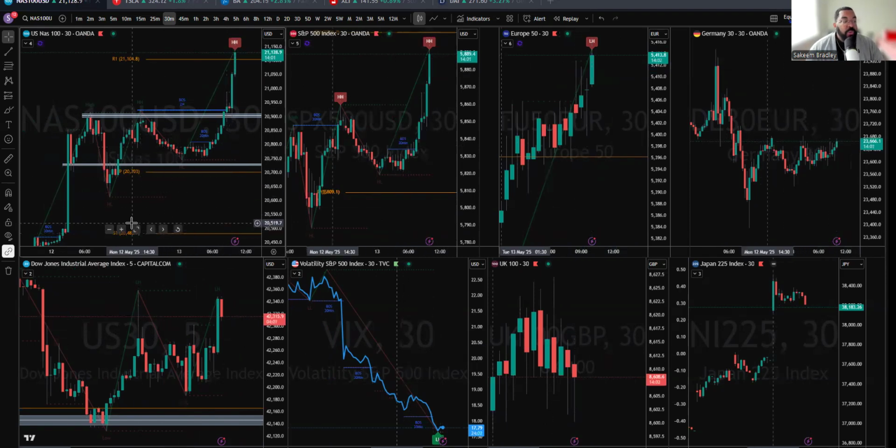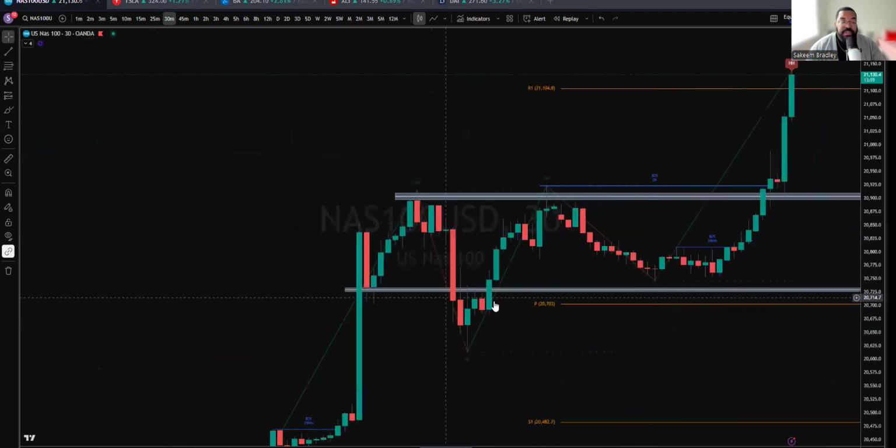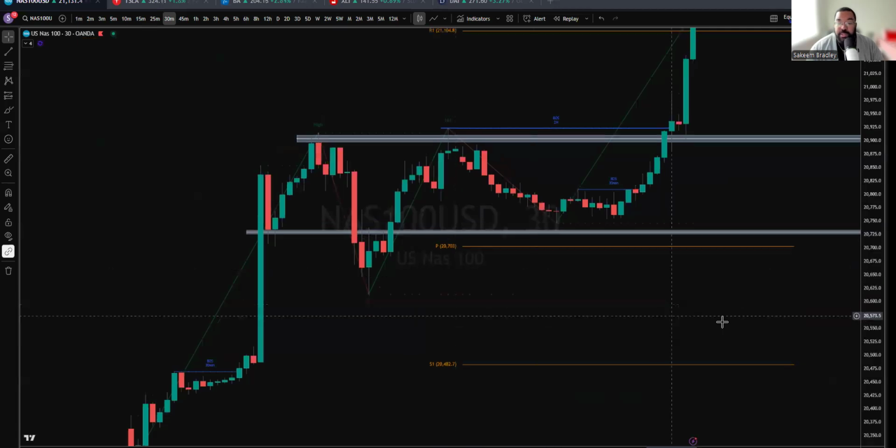So where would we place our entries, right? What I want, where I took my entry was just a break of structure. So just to show you guys here, when the data came out, I just entered as market started breaking above structure. My entry was above there, which is totally fine.